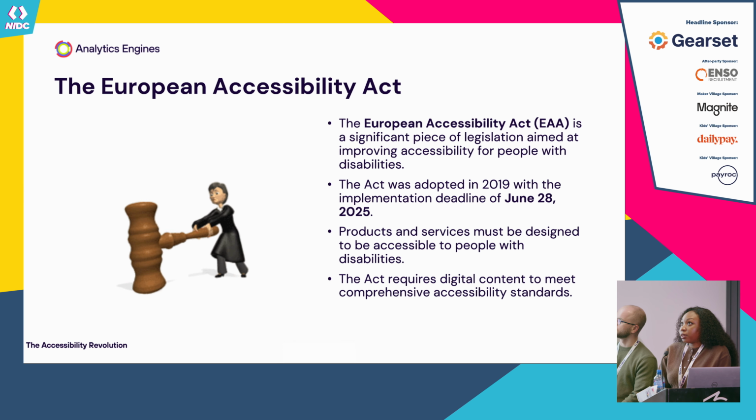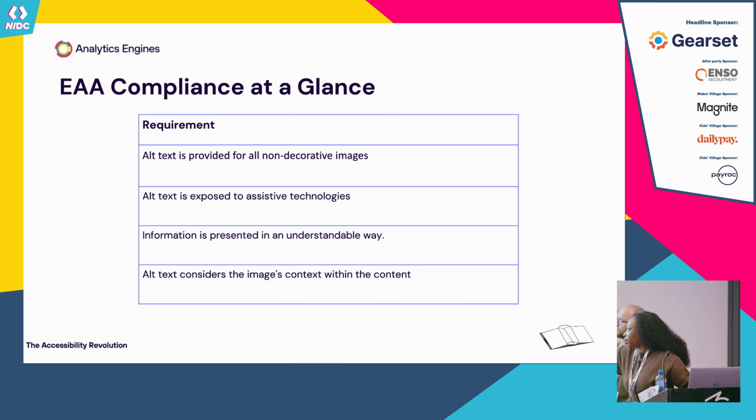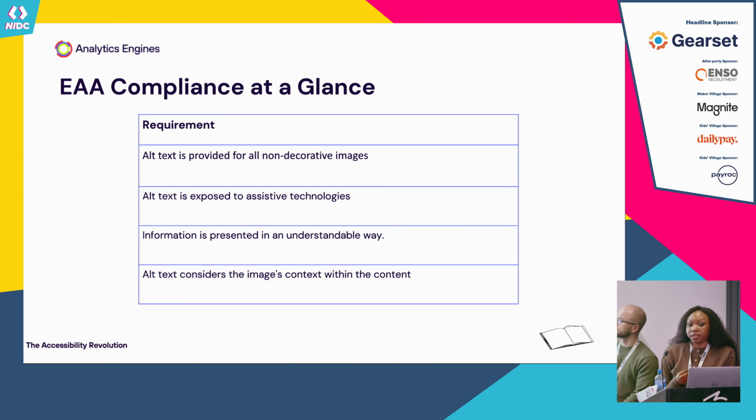Just to see what that looks like at a glance, some of the requirements are that alt text is provided for non-decorative images. So images not like this that is just providing decoration, but images that add crucial information to the document. Another requirement is that all text is exposed to assistive technologies. So think of screen readers like Orca and JAWS and NVDA. The screen readers need to be able to access the alt text in the documents.